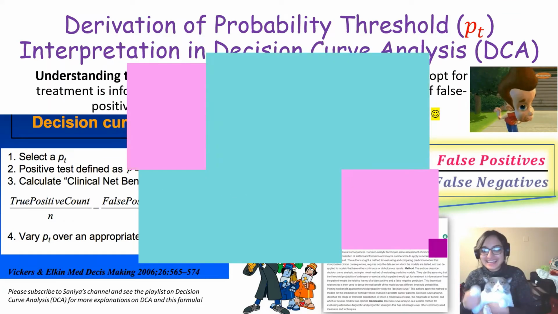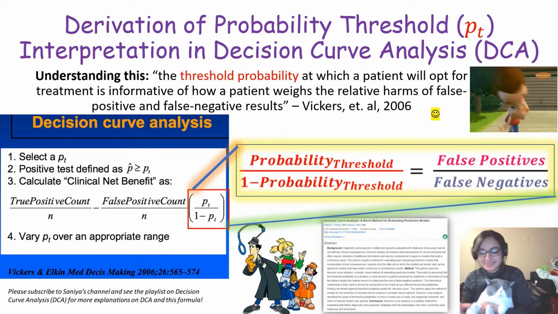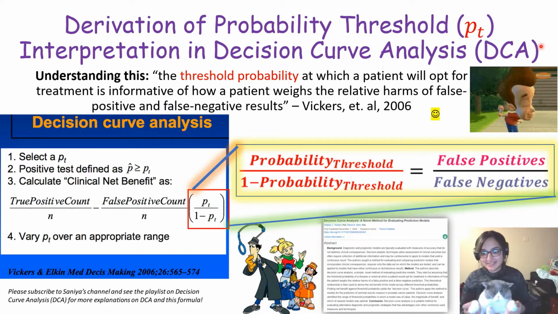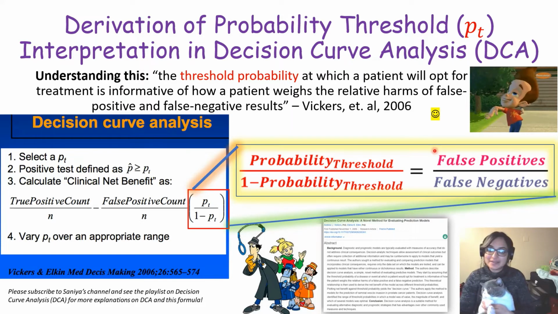And in this video, I want to do something important related to decision curve analysis. I want to help you better understand how we derive the probability threshold interpretation. So what does the probability threshold mean in decision curve analysis? Because we see it in the formula. How did we derive the fact that probability threshold over 1 minus probability threshold is equal to the ratio of false positives over false negatives? How did we derive this?